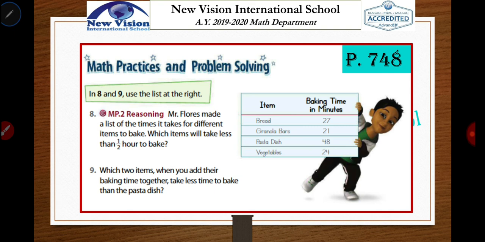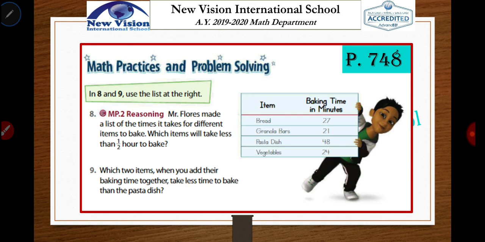So for bread, we have 27 minutes. For granola bars, we have 21 minutes. Pasta dish, we have 48 minutes. And for vegetables, we have 24 minutes. Always remember, okay, that half of 60 minutes is 30 minutes, or 30 minutes is 1/2 hour. Do you have now the answers?